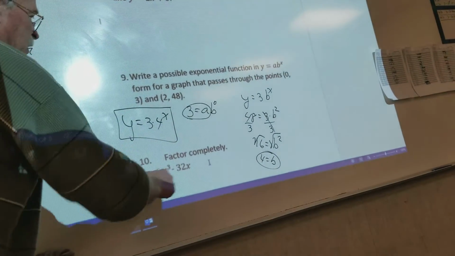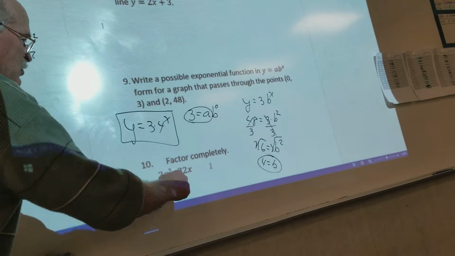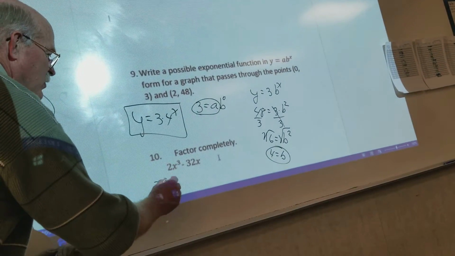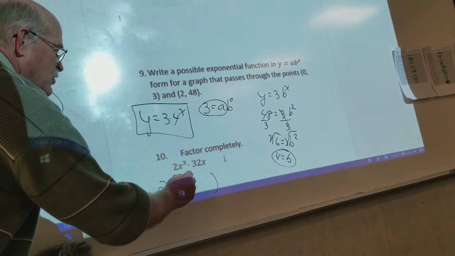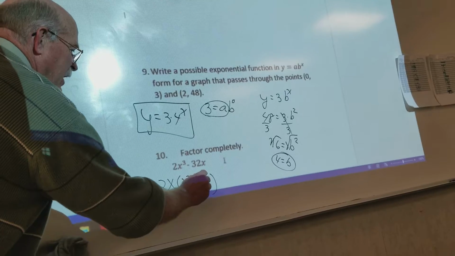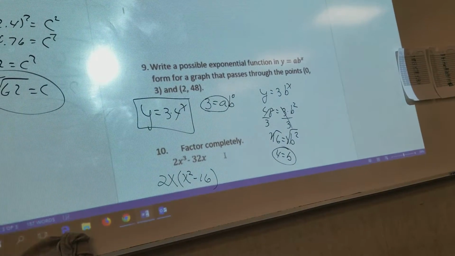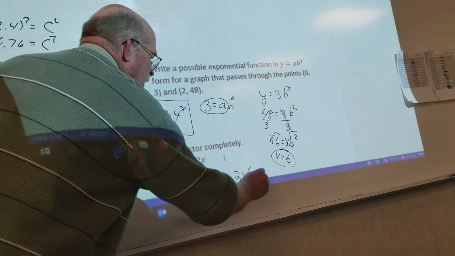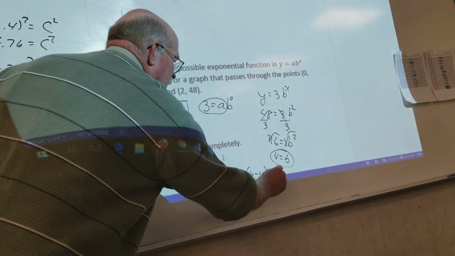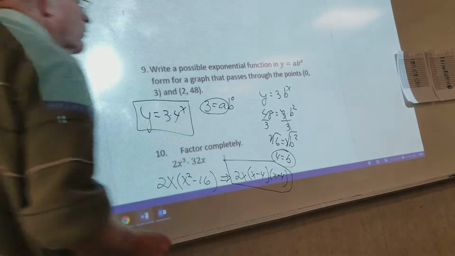All right, people, this one here, to factor it completely. Each of these terms can divide by 2. They can also divide by x. If I divide each of these by 2x, I get x squared minus 16. X squared minus 16 is a difference of squares. It factors to x minus 4, x plus 4. That would be your fully factored form right there.